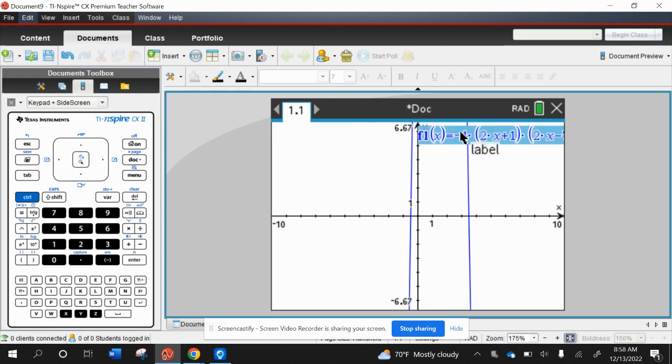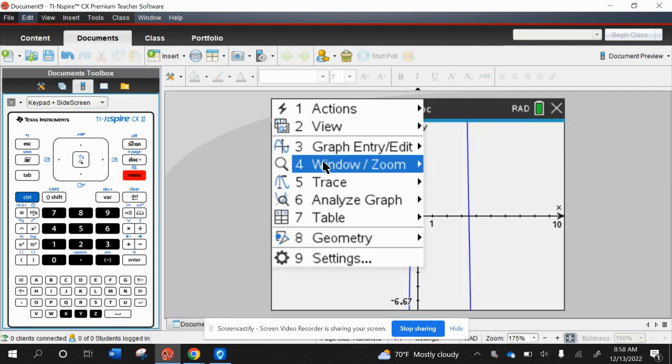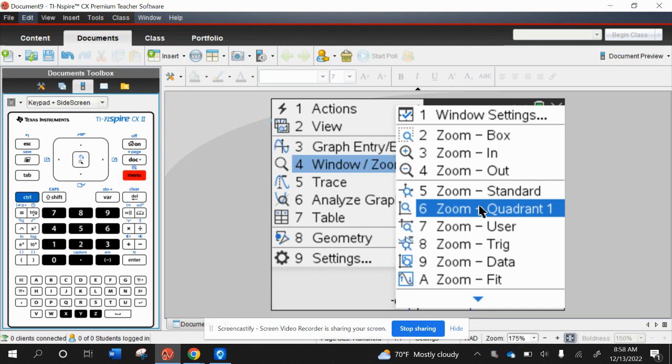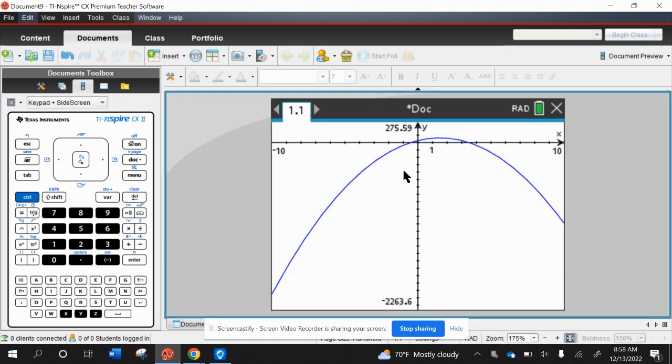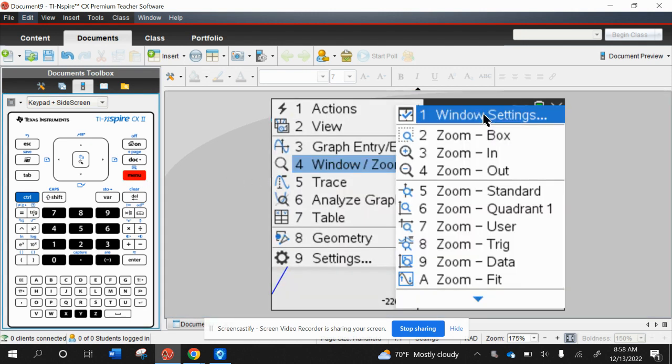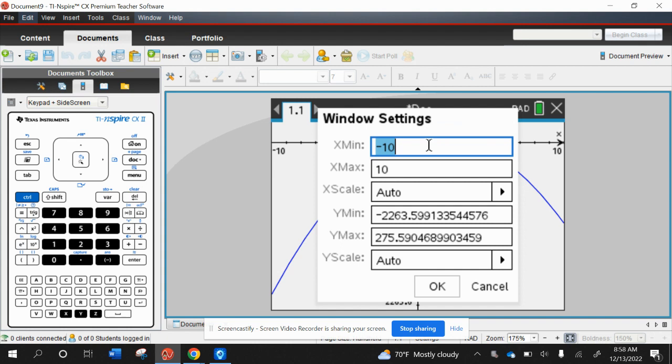All right, so we're going to click here. And we don't see the full path of the graph. So we go menu, window zoom. We tried quadrant 1 last time. That didn't work because we didn't see the whole graph. So we're going to go to zoom fit. Okay, we see the path of the ball, but we need to go to menu, window zoom, window settings, and adjust. We're going to change the x min to 0 because you can't have negative time. The scale auto is fine. Y minimum is 0, okay, because we can't have negative height. And 275 looked a little high, so let's just go to 100.